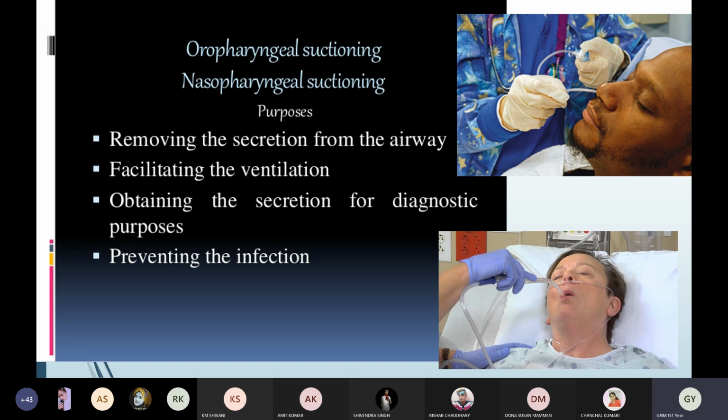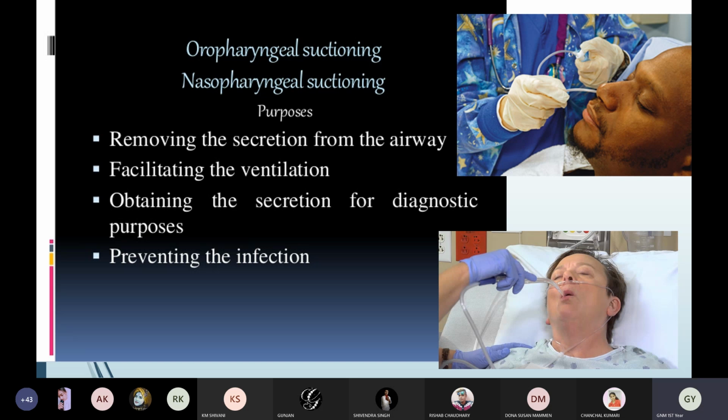So you can see the picture here. I hope everyone can see the screen. Yes, ma'am. Okay, the upper picture here, this nurse is inserting the suction catheter into the nose of the patient, up to the pharynx, so whatever secretions are there, we can suck and remove them.